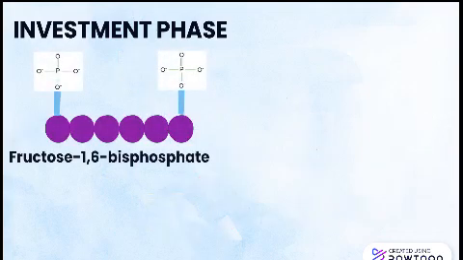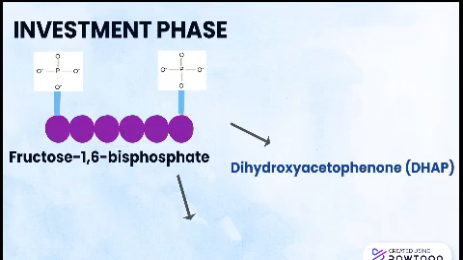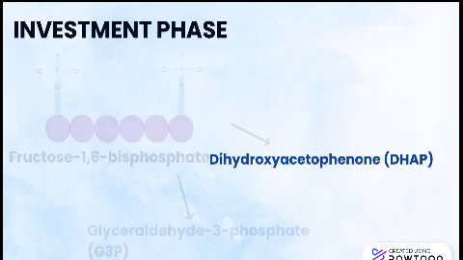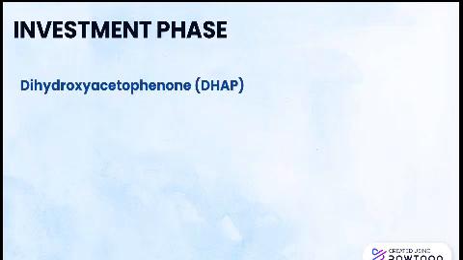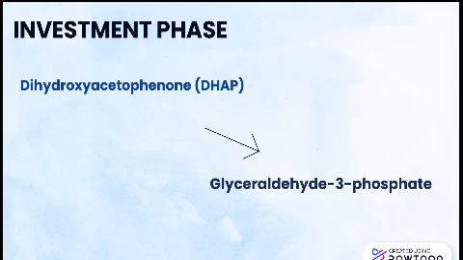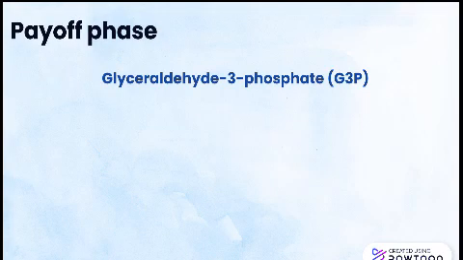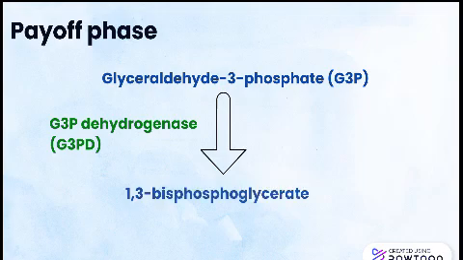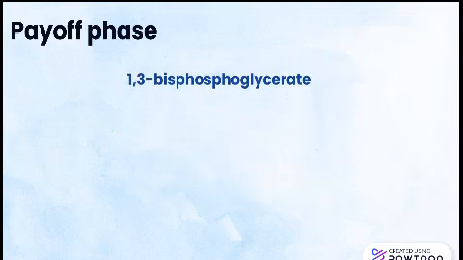Fructose 1,6-bisphosphate will split into two 3-carbon molecules, dihydroxyacetone phosphate, DHAP, and glyceraldehyde 3-phosphate, G3P. DHAP is then converted to glyceraldehyde 3-phosphate, which now results in 2 glyceraldehyde 3-phosphate. Meanwhile, in the payoff phase, glyceraldehyde 3-phosphate is phosphorylated, catalyzed by G3P dehydrogenase, to form 1,3-bisphosphoglycerate.